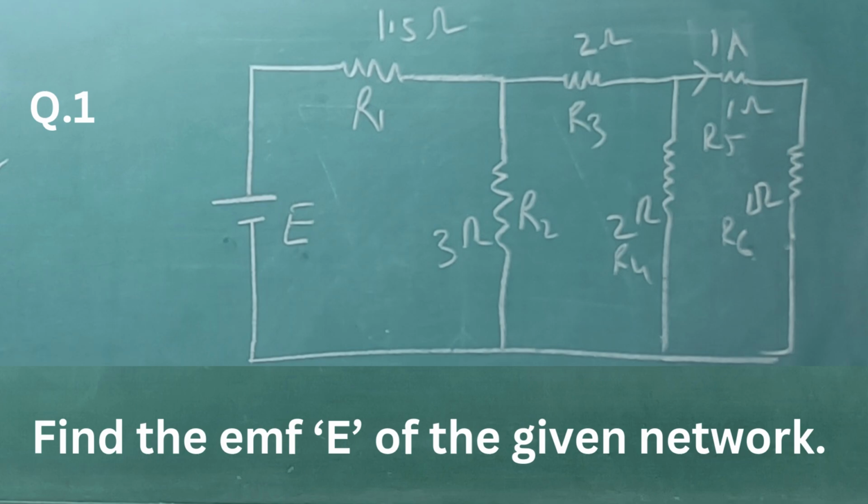This is 1.5 ohm resistance. There is EMF E. Here is a 3 ohm resistor. Here is a 2 ohm resistor. Here is a 2 ohm resistor. Here is a 1 ohm resistor. This is also a 1 ohm resistor. Here the current is 1 ampere.